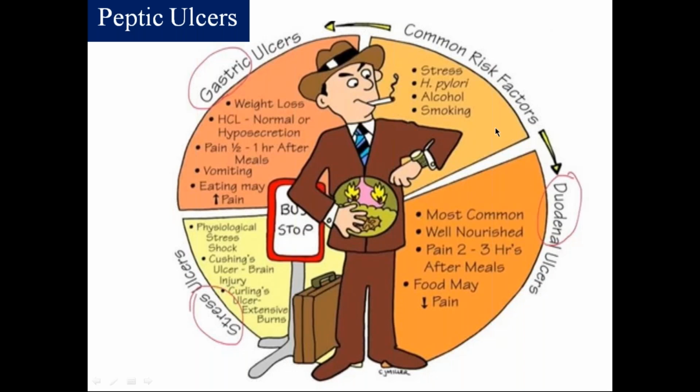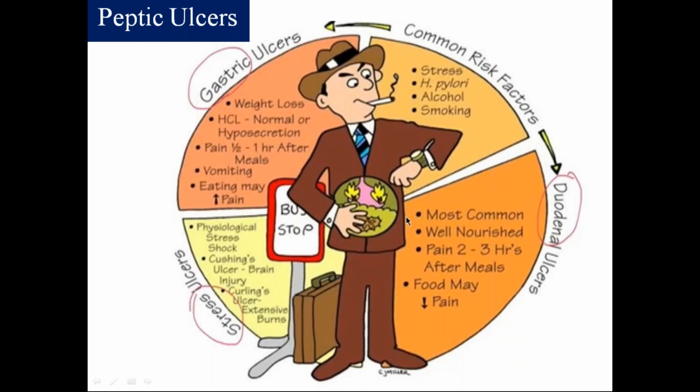What are the causes and the risk factors for peptic ulcers? You have the gastric ulcers and you have the duodenal ulcers. So in the gastric, you have that these are also known as the stress ulcers, physiological stress, Cushing's ulcer, Curling's ulcer. So these are just giving you the causes of the predisposing factors of gastric and duodenal ulcers. Another difference which you can see here is that in the gastric ulcers, there is either normal or hyposecretion, and pain occurs half an hour to 1 hour after meals.